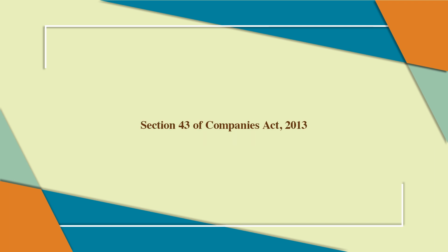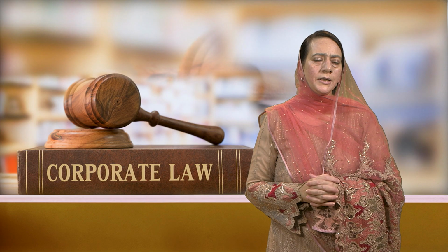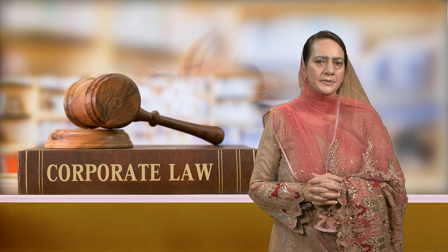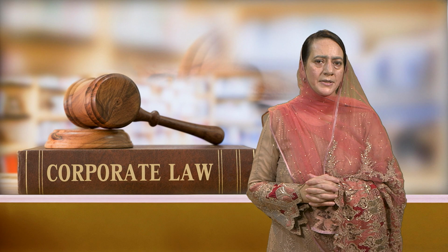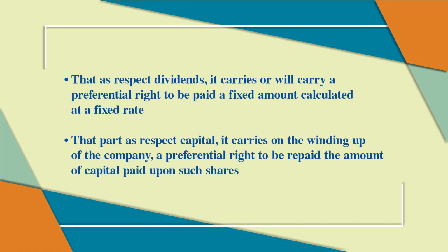Dear students, we now understand preference share capital. Section 43 of the Companies Act 2013 defines preference share capital. According to this section, preference share capital is that share capital which fulfills the twin requirements of number 1, that as respects dividends, it carries or will carry a preferential right to be paid a fixed amount calculated at a fixed rate, and number 2, that as respects capital, it carries on the winding up of the company a preferential right to be repaid the amount of capital paid upon such shares.